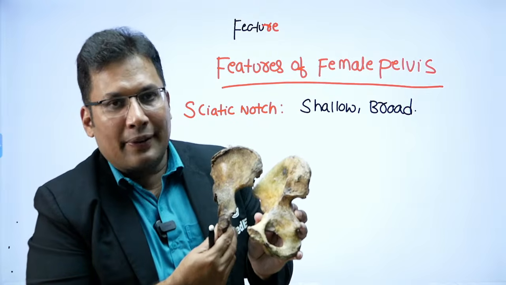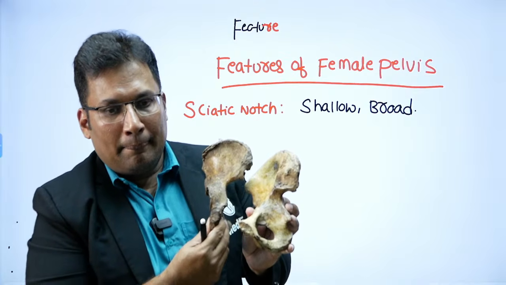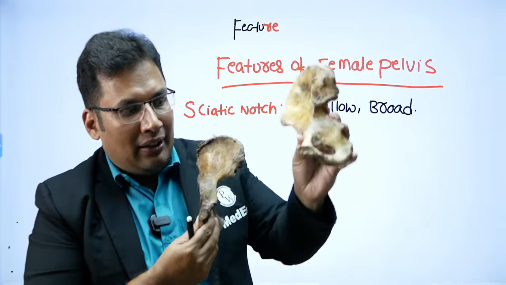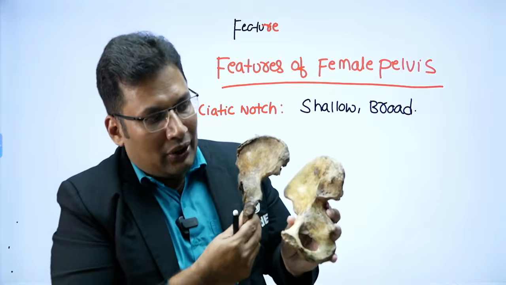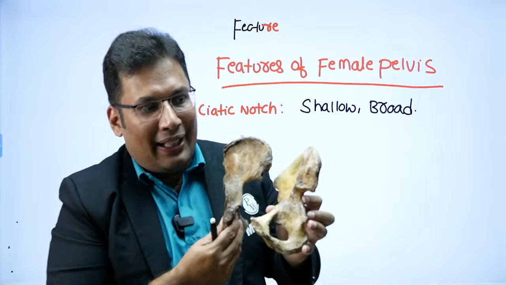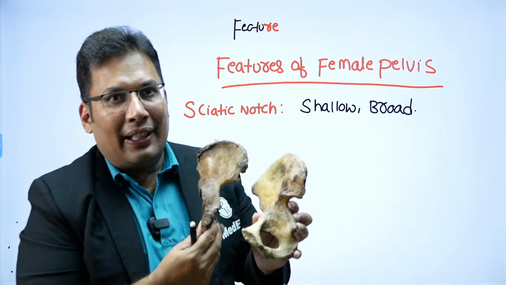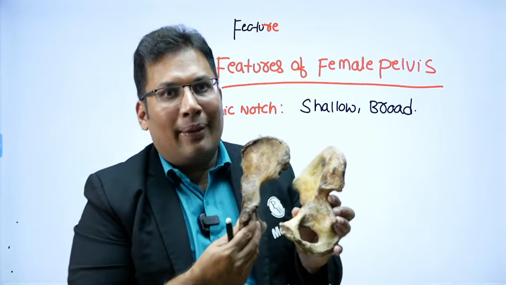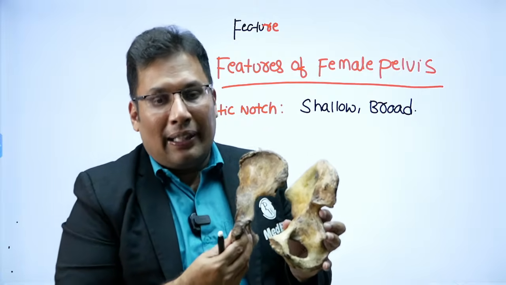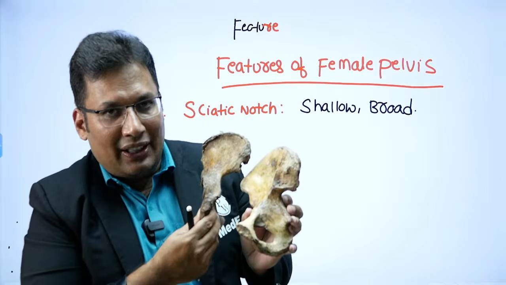Can you make out, guys? Can you make out the angle? So this is the left side, that is male, and the right side, that is female. We can make out this sciatic notch. In the male it is deeper and narrow; in the female it is shallow and broad. You can see here.